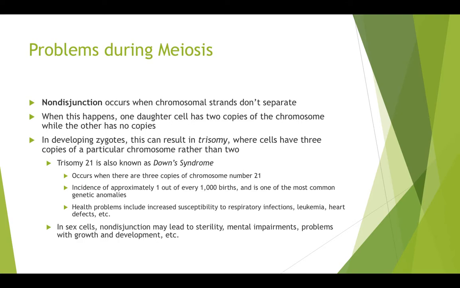And so we are used to talking about situations where developing fetuses have three copies of chromosome number 21. One of the other trisomies that we test for is trisomy 18, which causes other kind of global problems with development. So these are things that can be tested for pretty early in development.